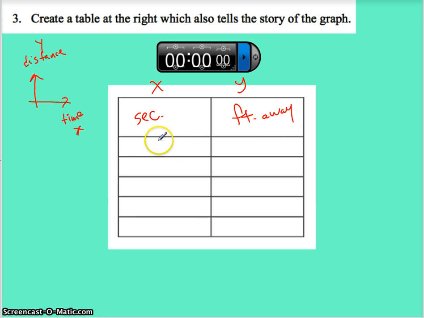So the story of the graph starts at 0 and ends at 4. So we're going to tell that story: 0, 1, 2, 3, ending at 4. We know that it was 0 when it started and that it was 12 feet away at 4 seconds. And based on the rate of change that we figured out, he'd be going 3 feet per second. So that would be the table. I do it by looking at the graph and seeing the information there.